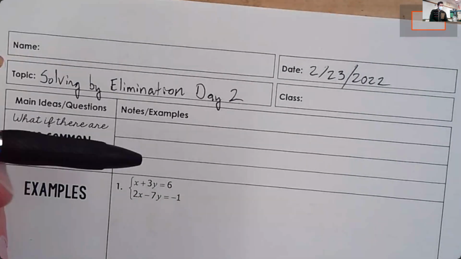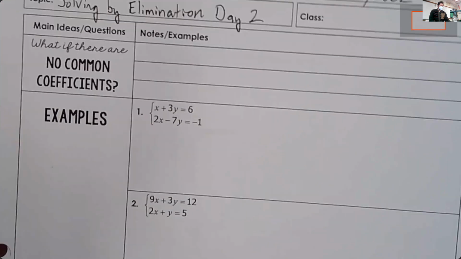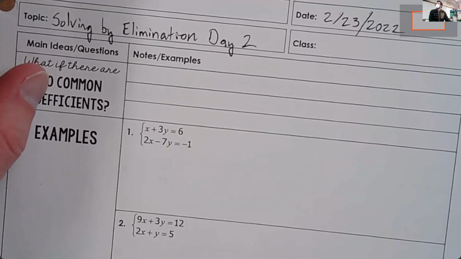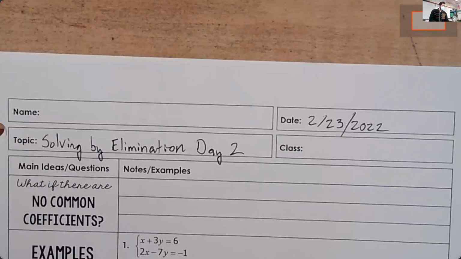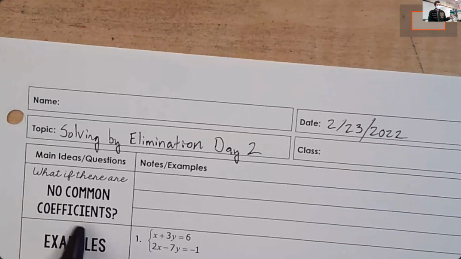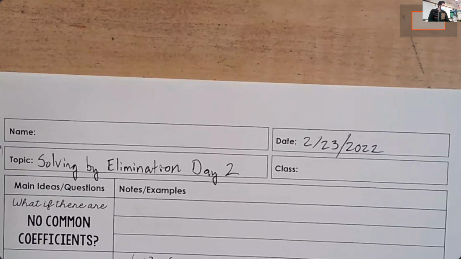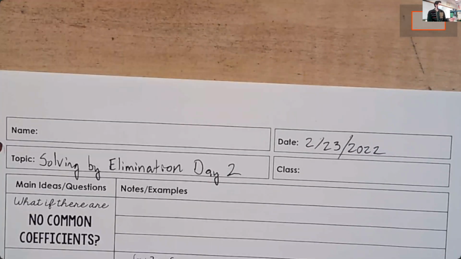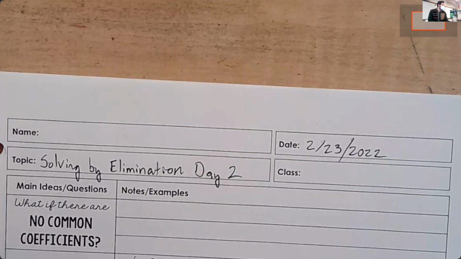We don't have that. And so what we need to do is make adjustments to either one equation or both equations in order to get the same number in front of the variables, to get common coefficients. So we're going to add a little bit to what we learned yesterday. All those things that we learned yesterday still apply, but we're going to add one thing to it, and that is right here. So what if there are no common coefficients? What if the numbers in front of the variables aren't the same at all?